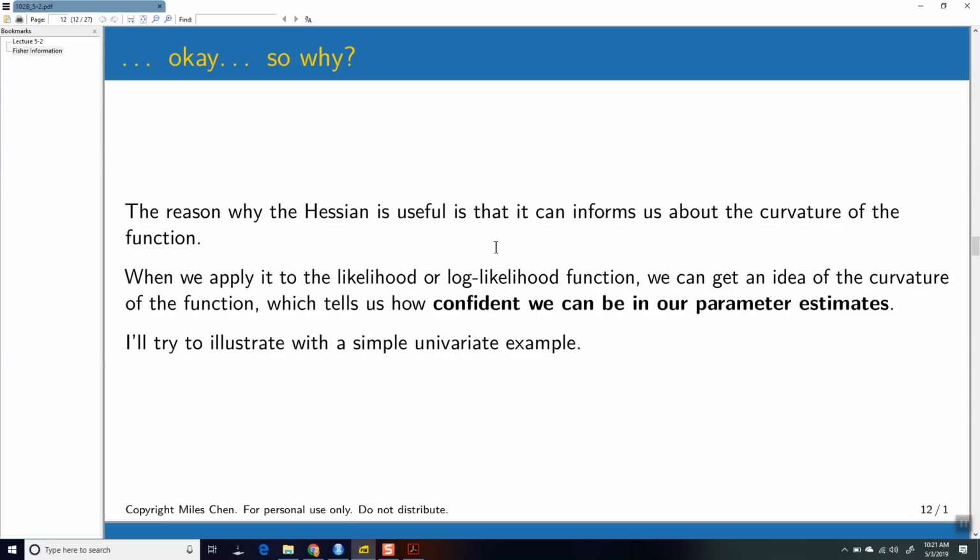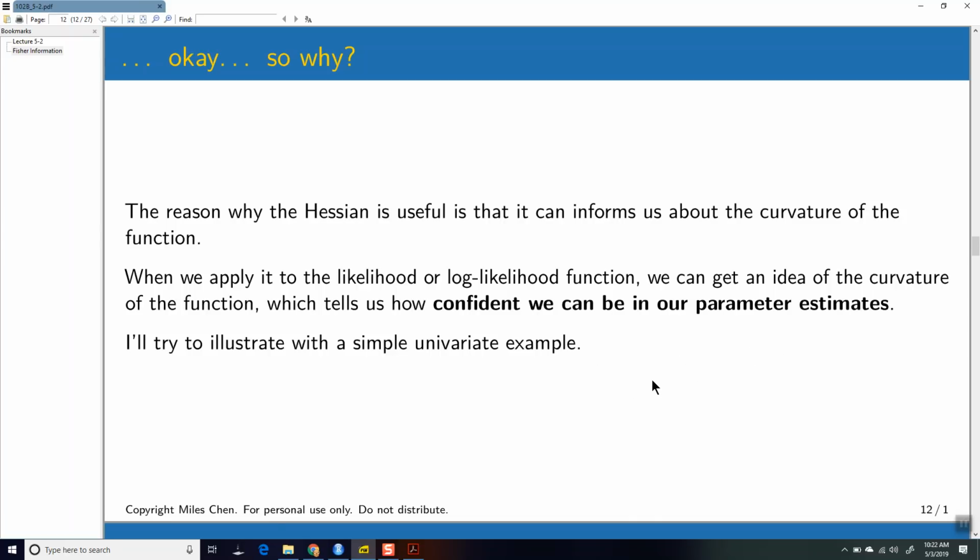Okay, so the reason why this Hessian thing is useful is that it informs us about the curvature of the function. If we apply the Hessian, taking the second derivative of the log likelihood function, or the likelihood function, it gives us an idea of how curvy our likelihood or log likelihood functions are. And that in turn can tell us how confident we can be in our parameter estimates.